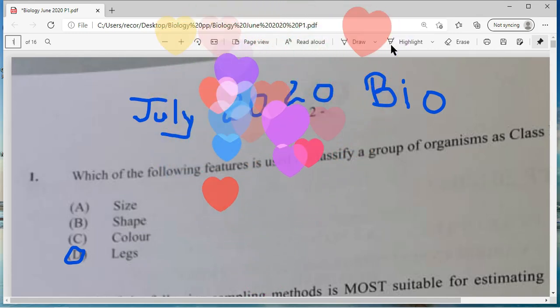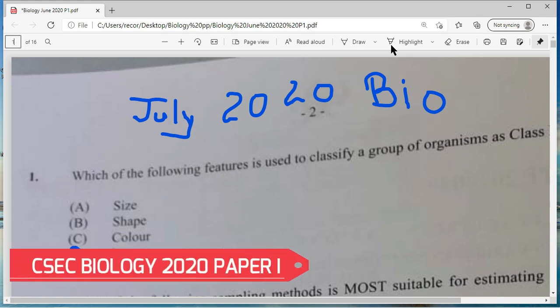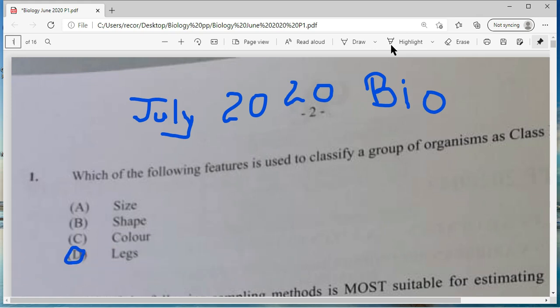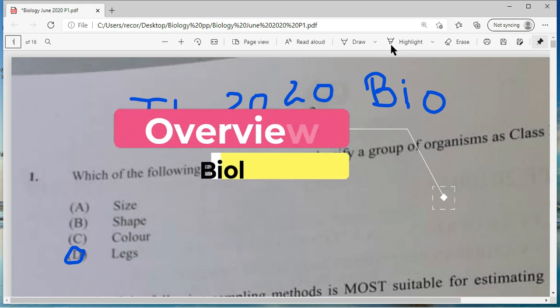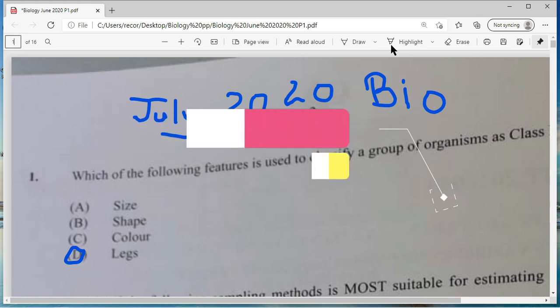I am Mr. Wilson, and today we're looking at the CSEC July 2020 Biology Paper 1. We're going to be doing a review of the paper, pretty much an overview of the paper, and of course we're going to be going from question number 1 through to 60.